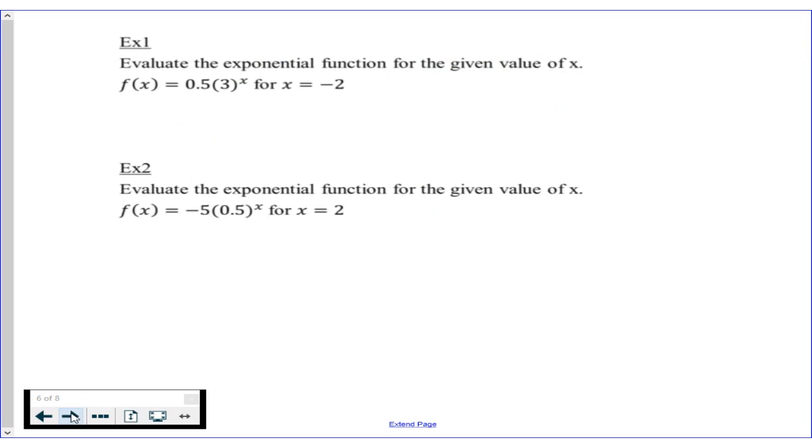Now this question says evaluate the exponential function at the given x value. So x is -2 and the function is 0.5 times 3 to the power of x. So f of -2 equals 0.5 times 3 to the power of -2. Just plug in -2 into the function. Now use your calculator, evaluate this function, and type your answer in the chat.